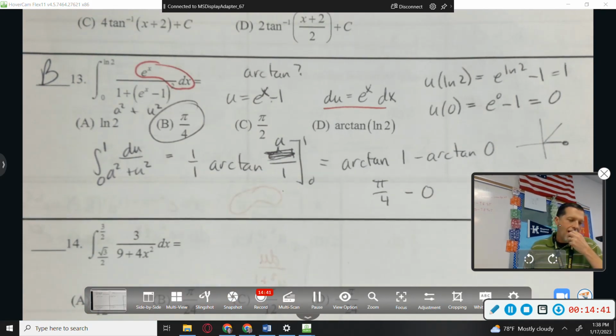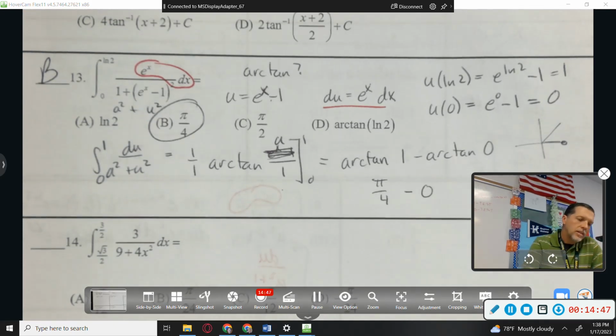Arctan is just the one, like, if it has arc in front of it, you can't go through quadrant 3? Correct. Arctan comes from quadrants 1 and 4. Yes? Anything else on 13?